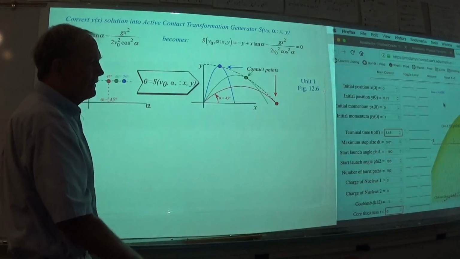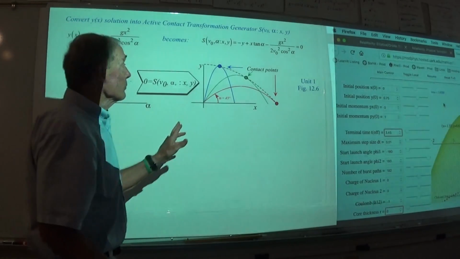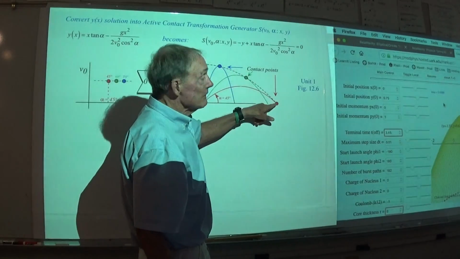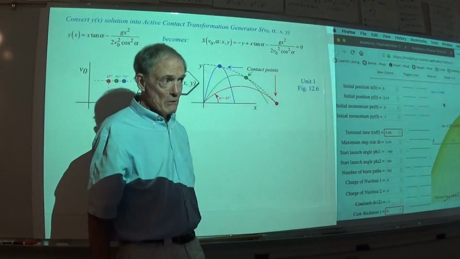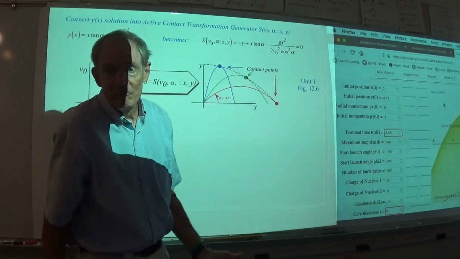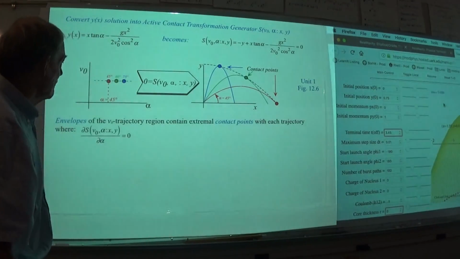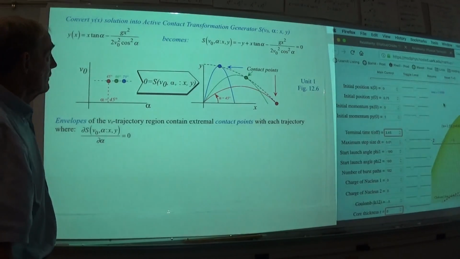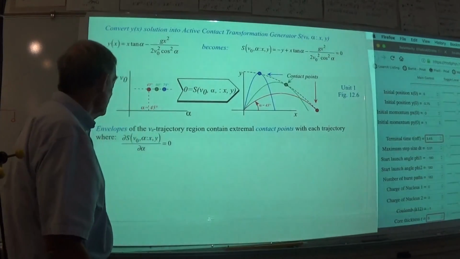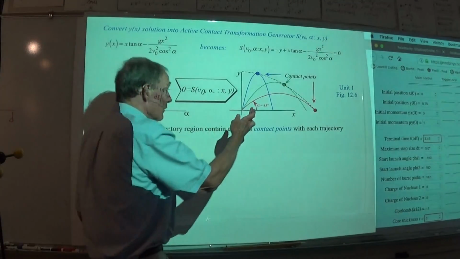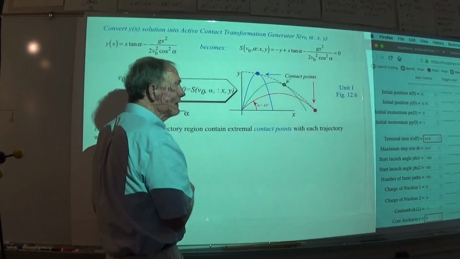It's not something that looks like that. But in any case, here's what we're looking at. We're looking for contact points, right? Or an equation for all of the contact points. That's the job of this particular homework problem. Okay? So it's the envelopes that are the extreme contact points with each trajectory. And each one of those is at a point where varying the alpha doesn't make much difference.